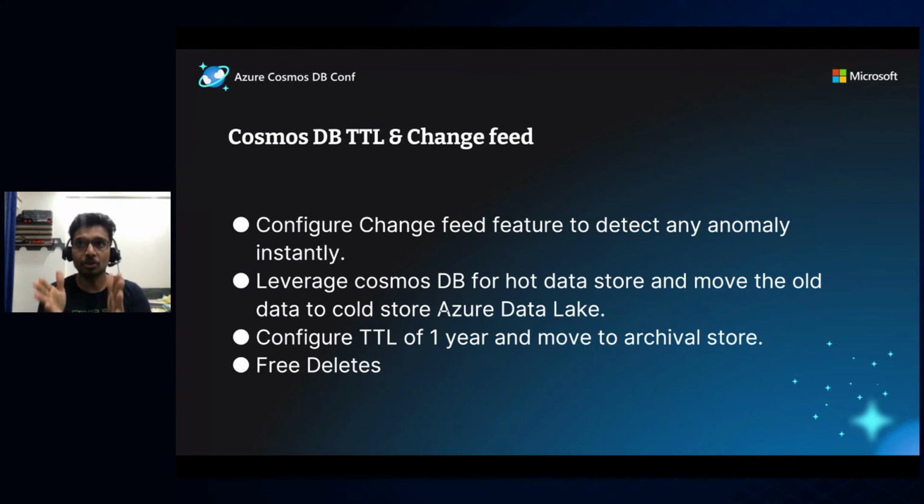Hot store enables low latency index query over recent telemetry, while cold store enables low cost commodity storage for batch processing or large scanned queries. Another important point here is Cosmos DB doesn't charge you for any deletion of your document. So when you have a TTL of 1 year, you're not basically charged for that, and we should leverage that functionality.